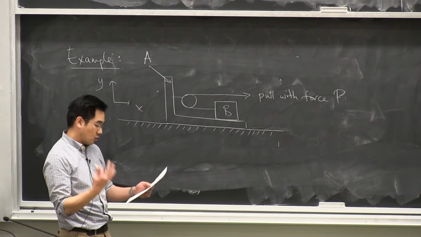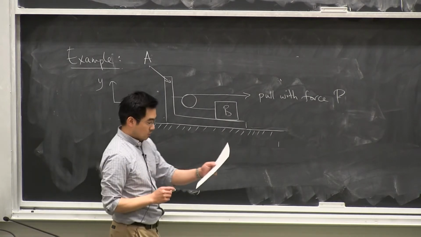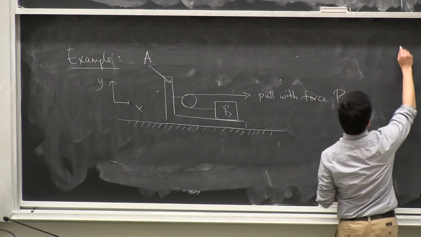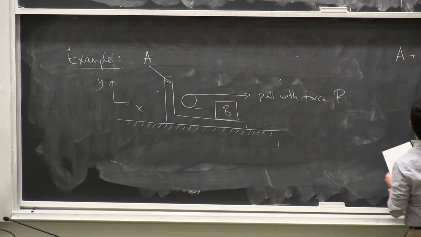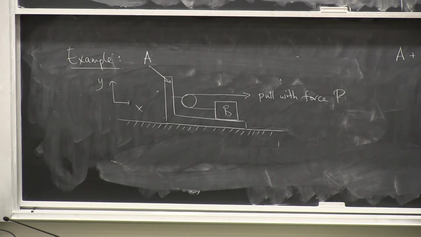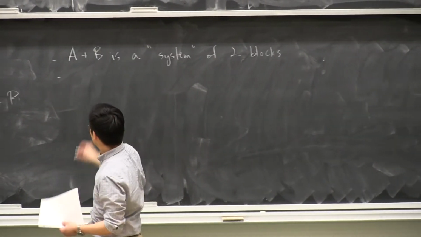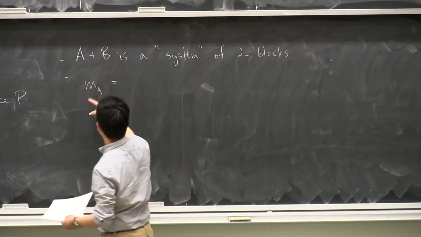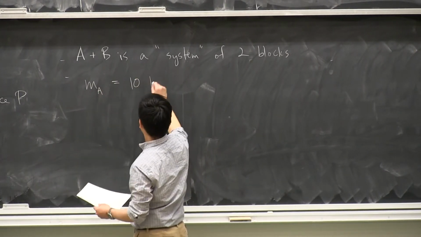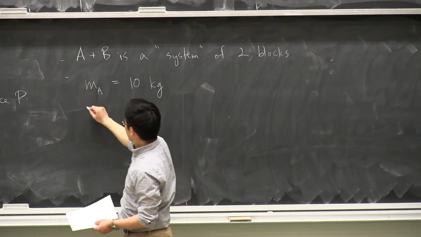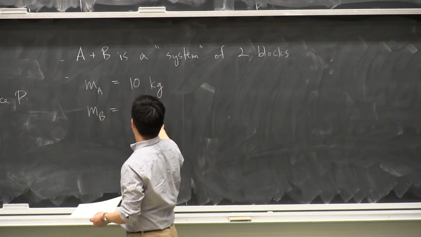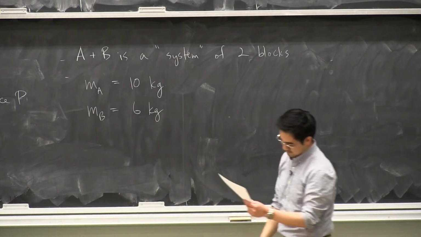So we've established our coordinate system, and we have our drawing. So now let's do this. We'll say A plus B is a system of two blocks, and we'll say that there's friction on various surfaces, but we'll tell you what the mass is. So mass A is going to be 10 kilograms. And the mass of B, say it's 6 kilograms.